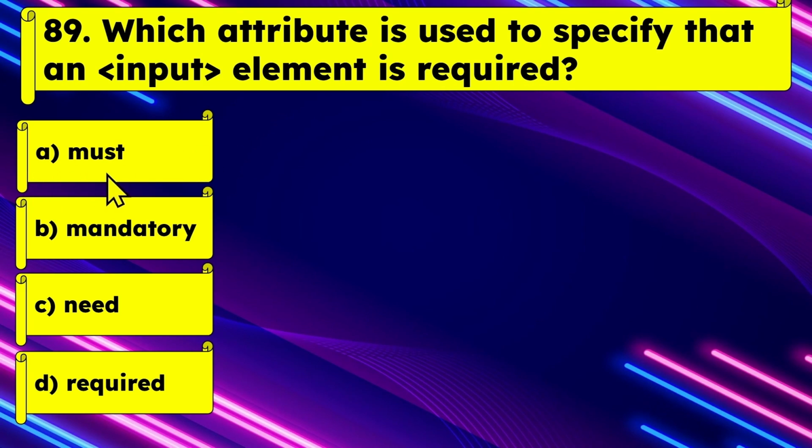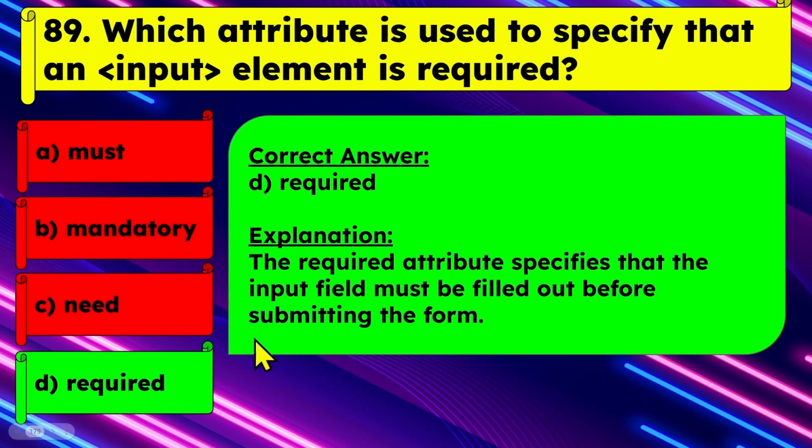Next question says, which attribute is used to specify that an input element is required? Option A is must, option B is mandatory, option C is need, and option D is required. So here the correct answer will be option D, required.